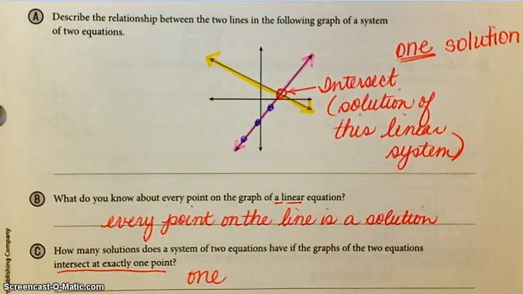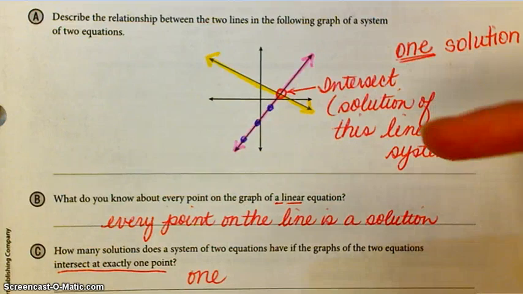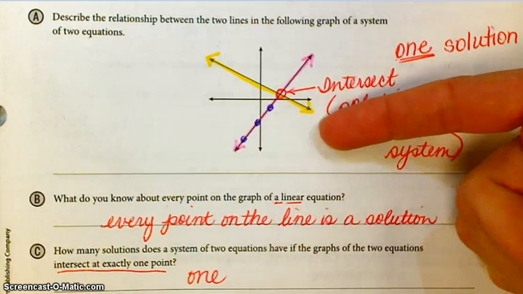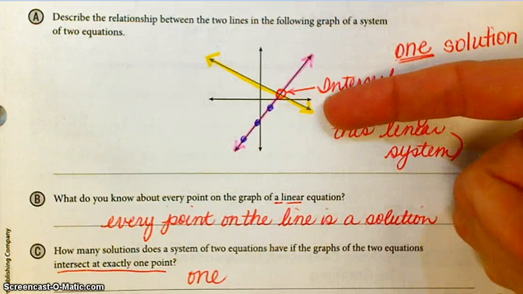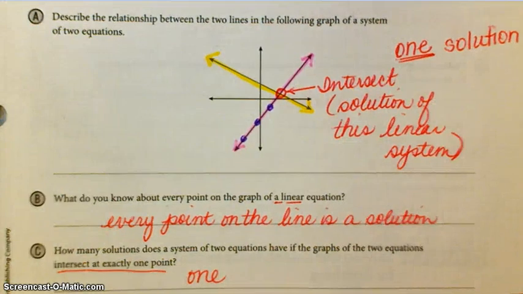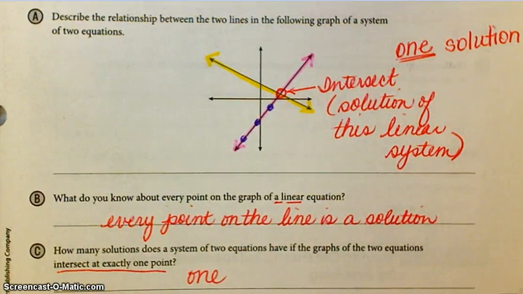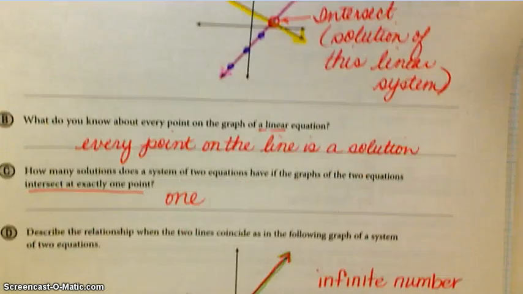All right, C, how many solutions does a system of two equations have if the graphs of the two equations intersect at exactly one point? Basically they're asking how many solutions do you have if this is the sort of situation where you've got two lines and they intersect at one point? Well, that means you have only one solution, and that is where the two lines intersect. Okay, so let's move down to D.